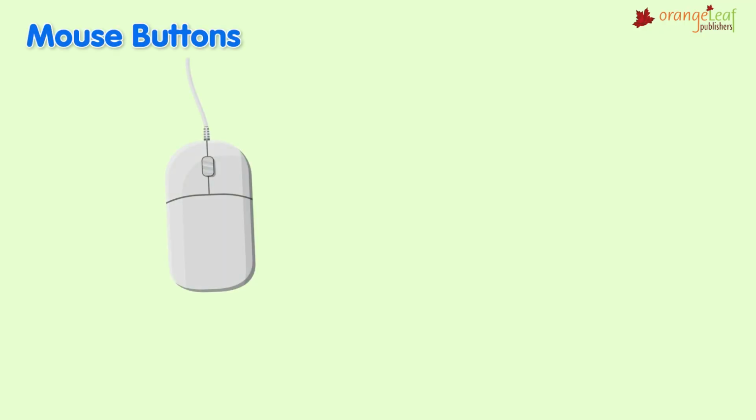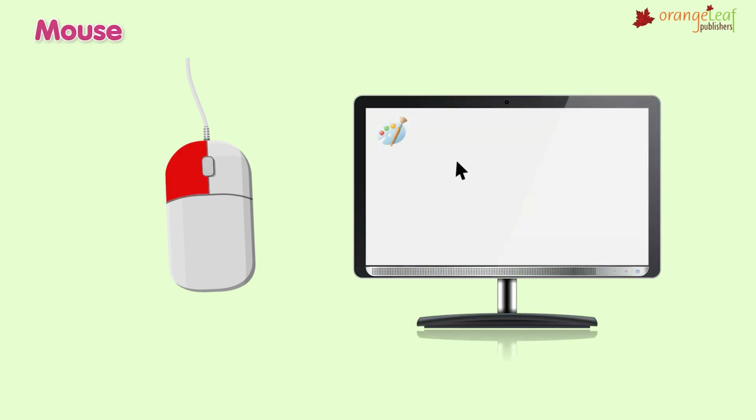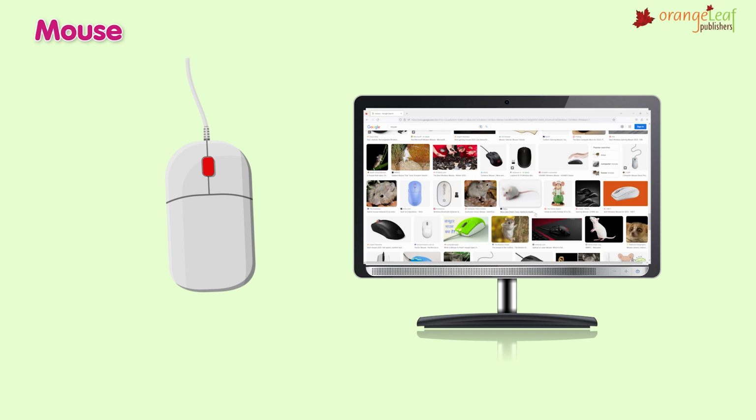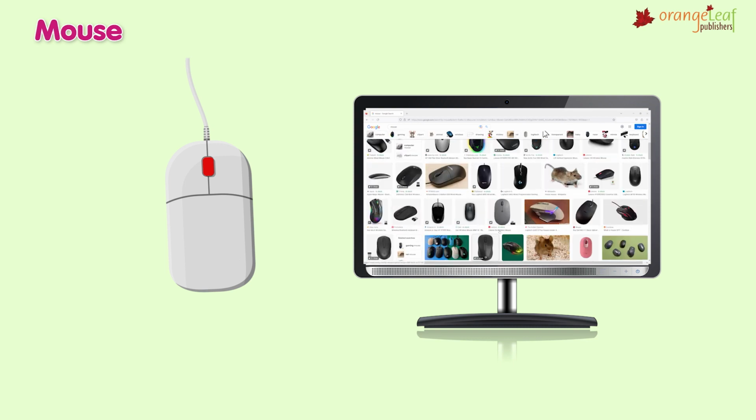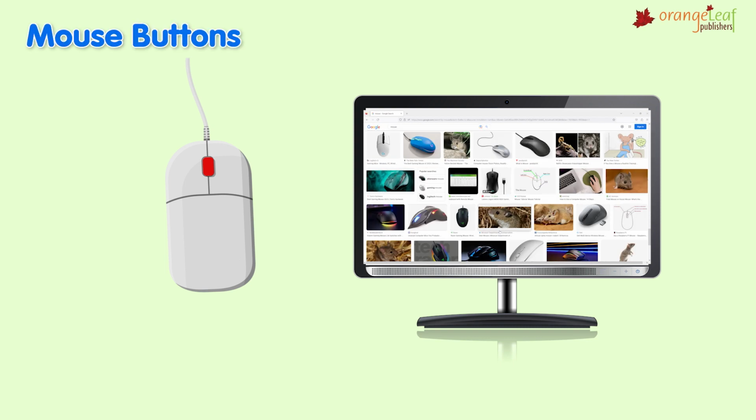Mouse buttons. A mouse has two buttons and a scroll wheel. Left button. Use this button to point and click in a specific location. Right button. This button is used to click and open the special menu. Scroll wheel. This is the middle part of a mouse. It is used to move up and down the page.